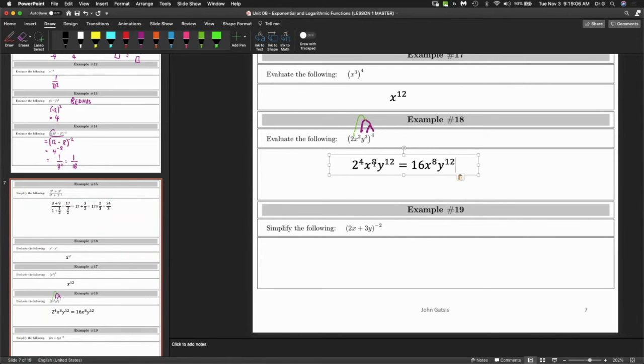The one thing that might be confusing is the 2 to the 4. But it's understood that you have 2 to the 1. It's understood that the 2 has a power of 1. So you're multiplying a 1 times the 4 to get 2 to the 4. Is that better? Matthew?